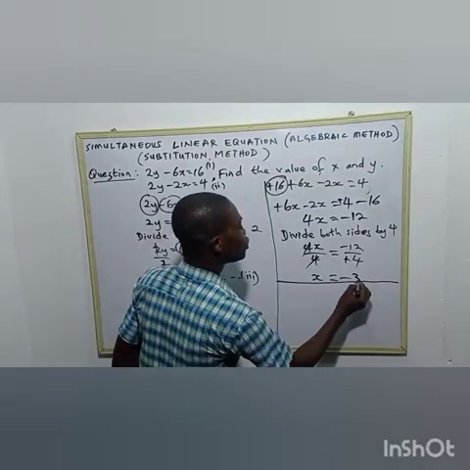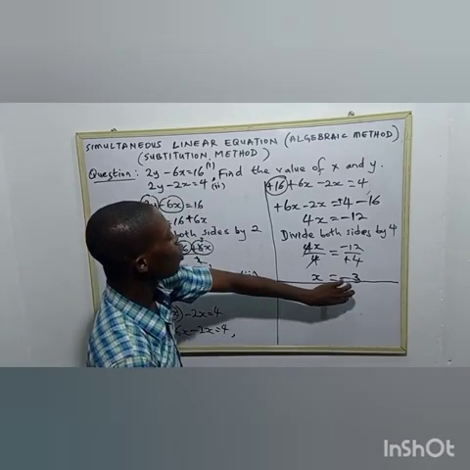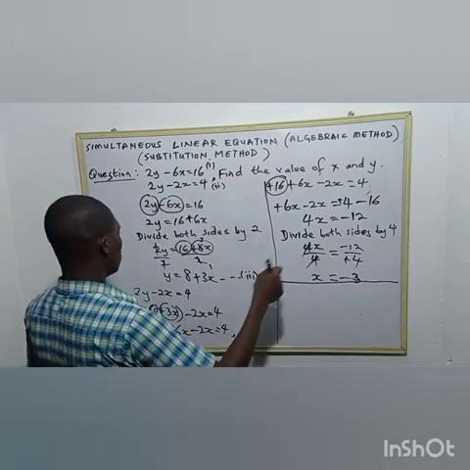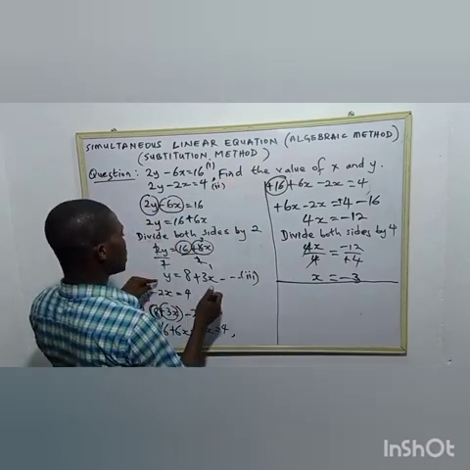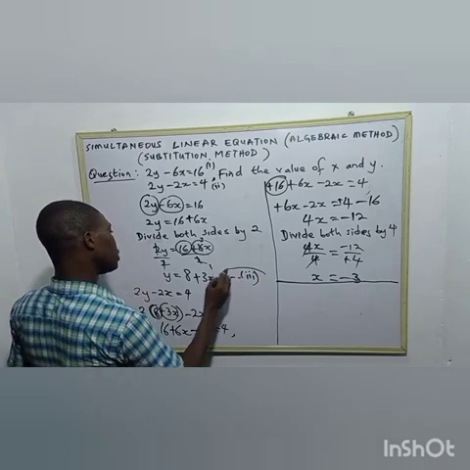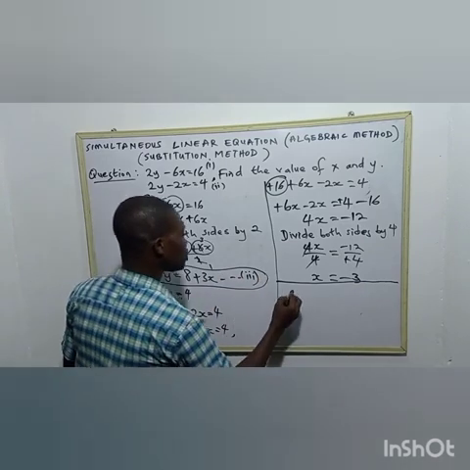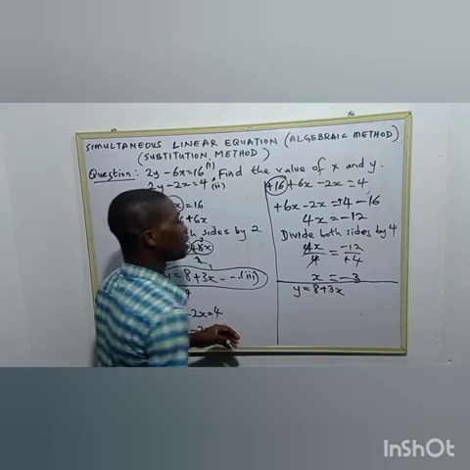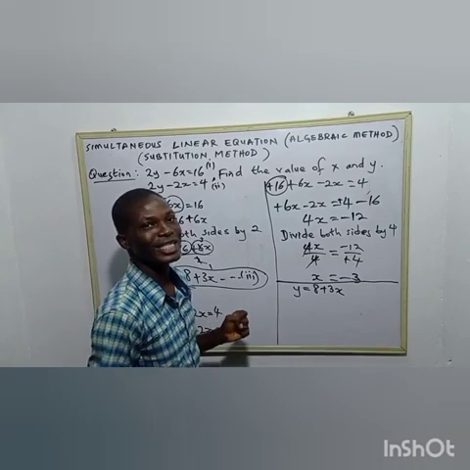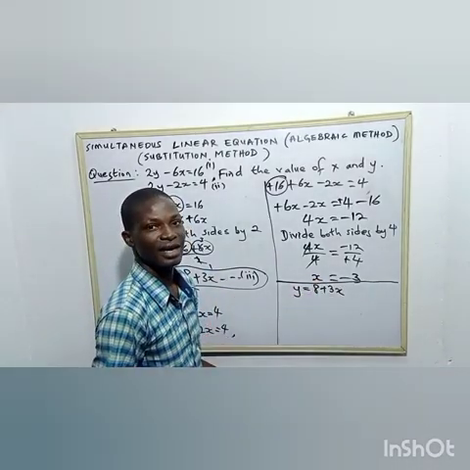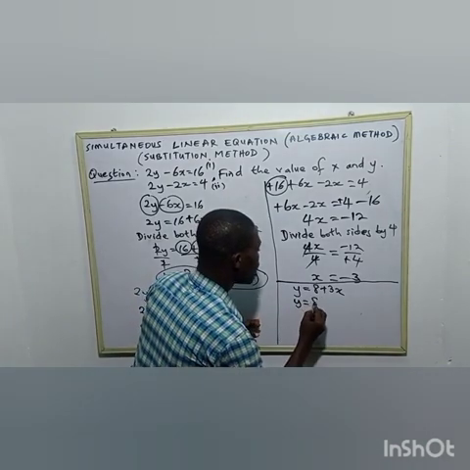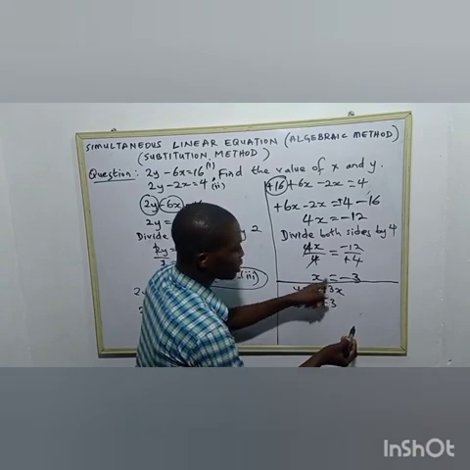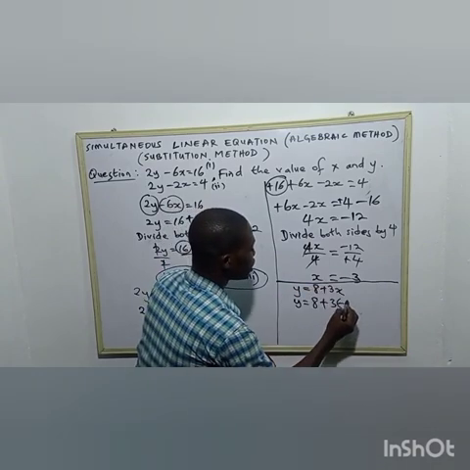Let us use the idea to get the value of y now that we have known the value of x is minus 3. We are making use of our equation 3, which is y equals 8 plus 3x. Wherever you have x, substitution is taking place again. Put minus 3 there, in brackets: y equals 8 plus 3 times minus 3.